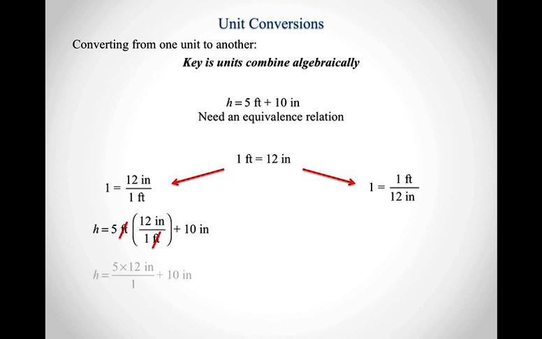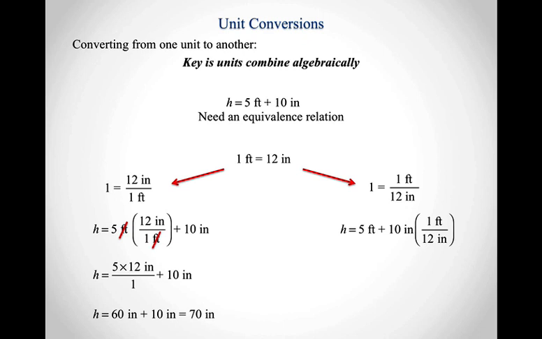And so what that does then is it gives me a way to turn this expression into something in inches. So my height is going to be, I'm left with 5 times 12 inches on the top and just 1 on the bottom. So I get a final answer of 5 times 12 is 60 inches plus 10 more, so that's 70 inches.